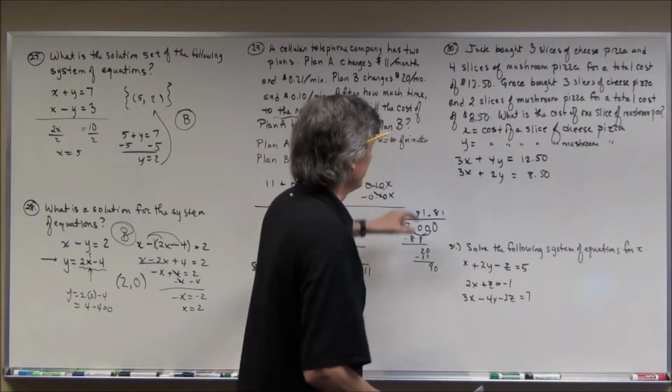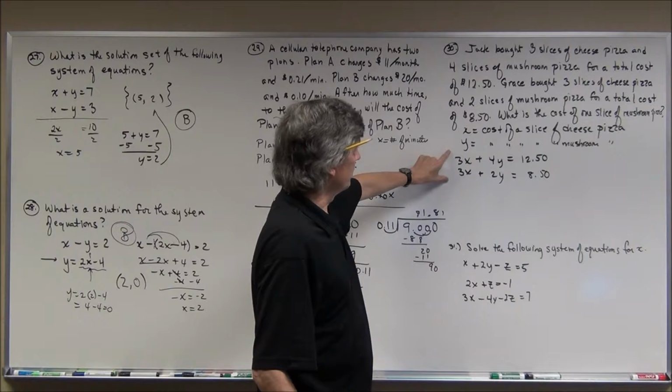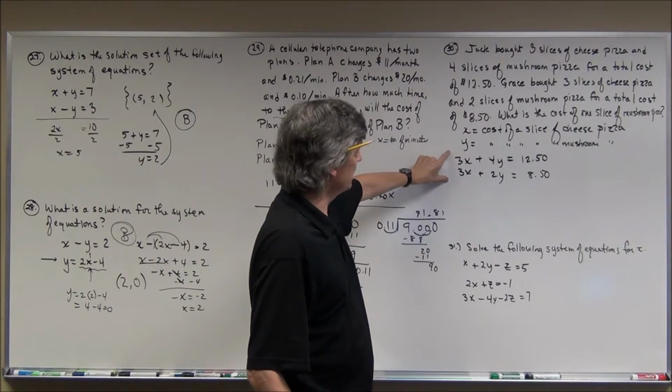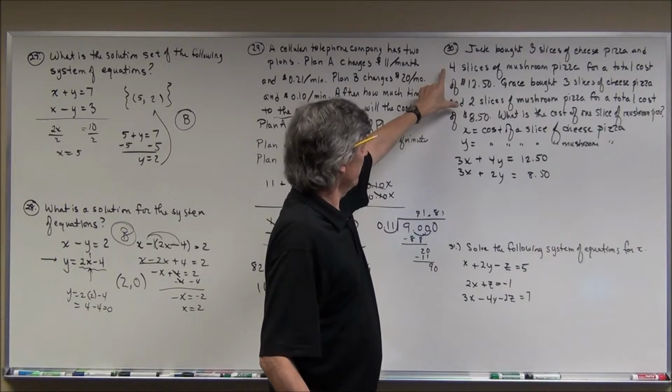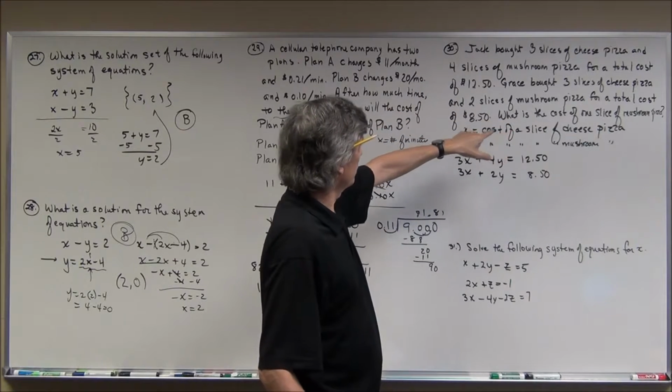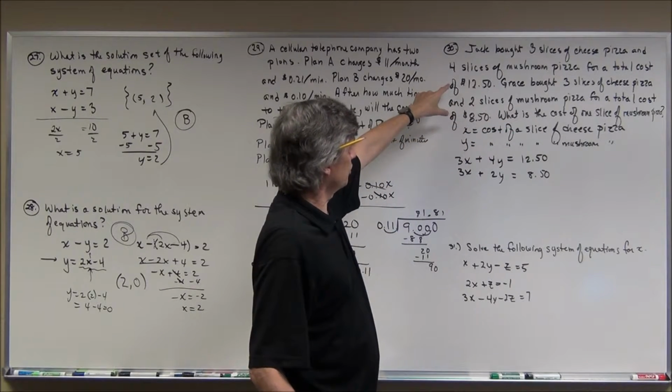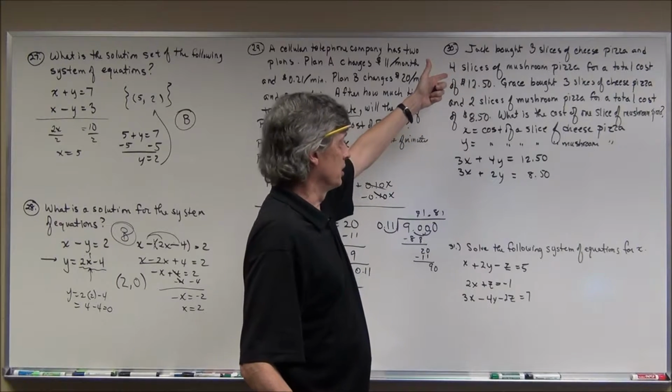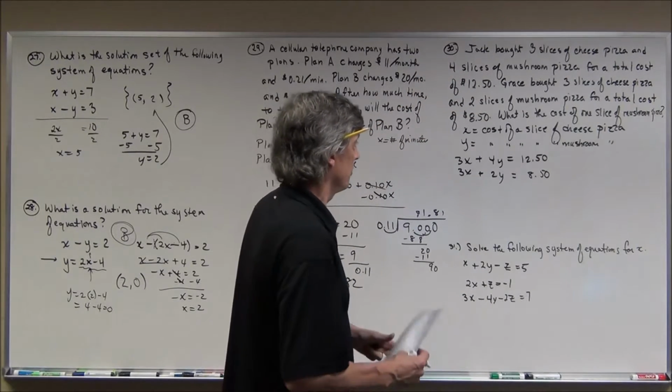Now, I didn't even look at this problem originally. If the pizza for the cheese is the same, then we just look at the fact that Jack paid what, an extra $4 for an extra 2 slices of mushroom pizza? And it's looking like $2 for a slice of mushroom pizza.